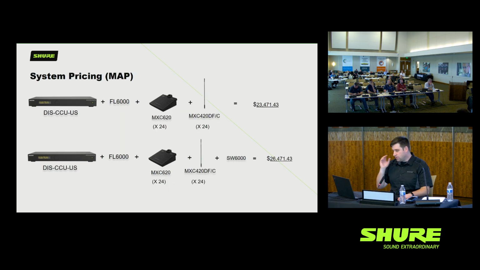And then this is the important slide, kind of what's the overall. So if I'm just getting my MXC unit with that FL6000 license, and I'm going to have 24 of these 620 units, we're running about $1,000 a seat. And if you need the functionality of Software 6000, it's not that big of a bump. We're up to 26,500 to get the functionality with microphone control and agenda management and all that type of stuff that comes with that base Software 6000.